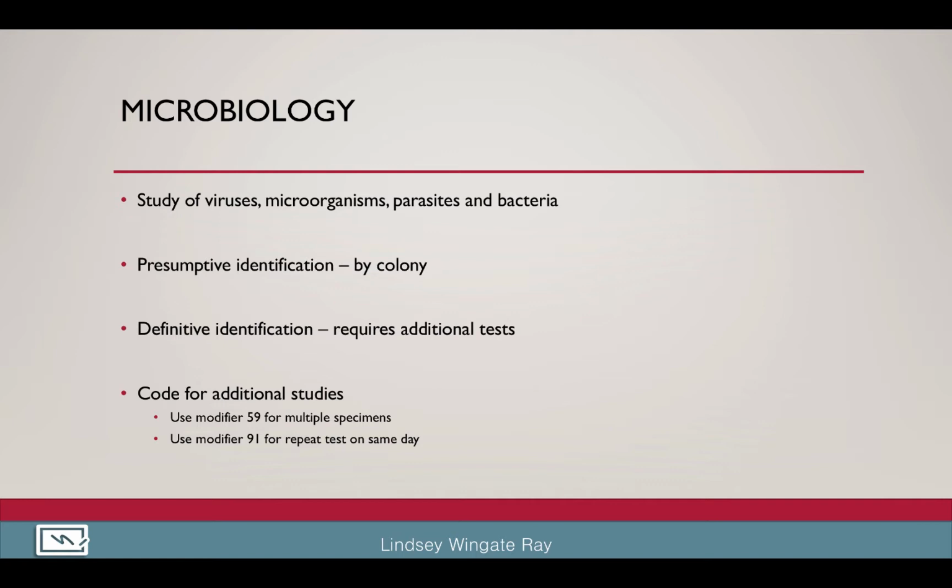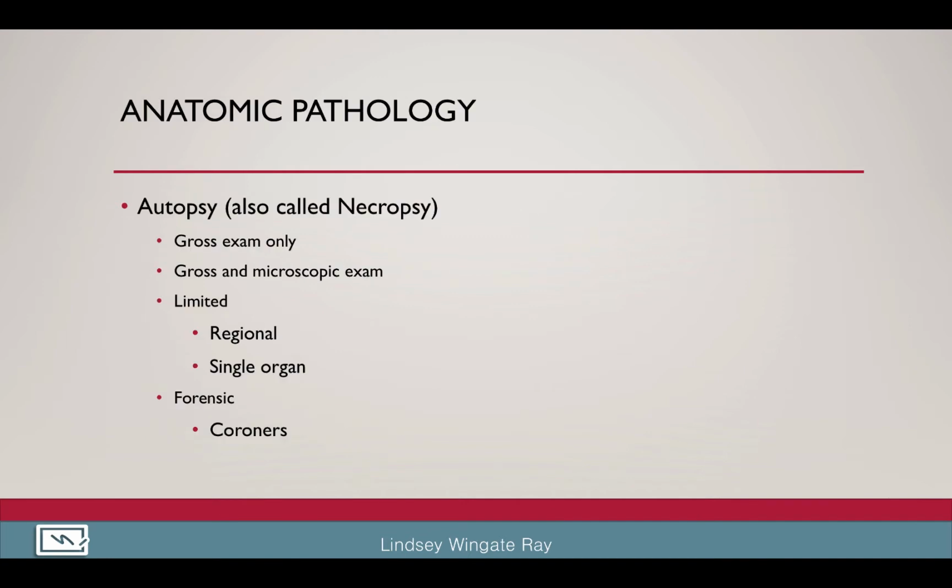For repeat laboratory tests performed on the same day, use modifier 91. Also use modifier 59 if you are going to be testing multiple specimens or doing multiple cultures on the specimen. These are tests that are specifically looking for bacteria or parasites on the cultures. They can be specific to the type of specimen that is submitted or to the type of microorganisms they are looking for.